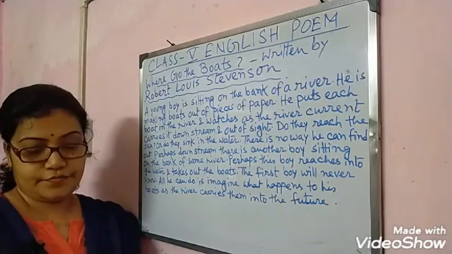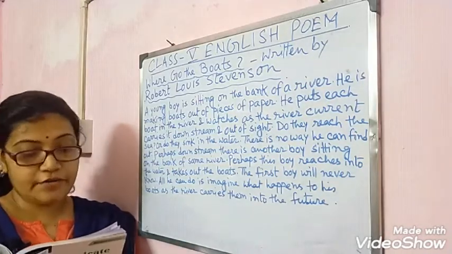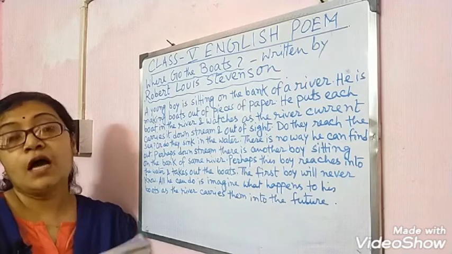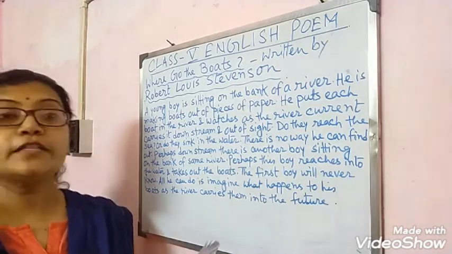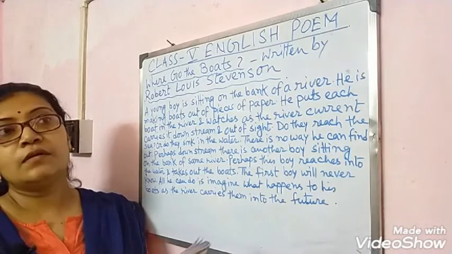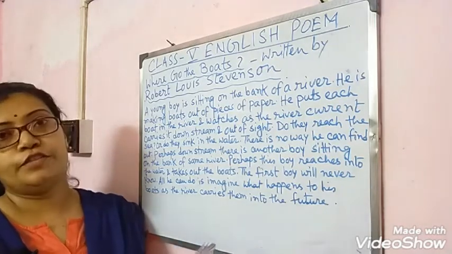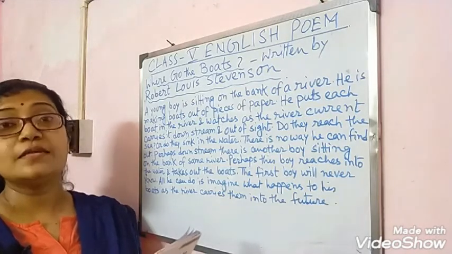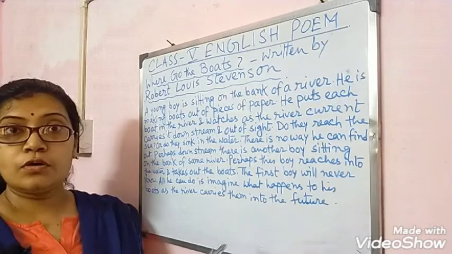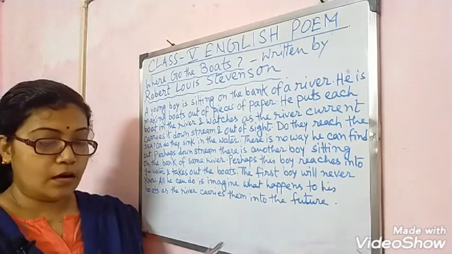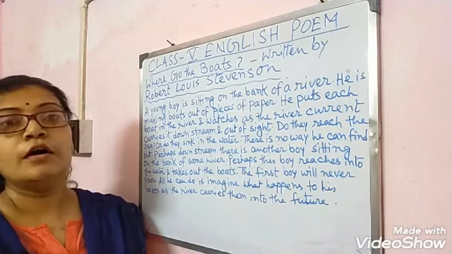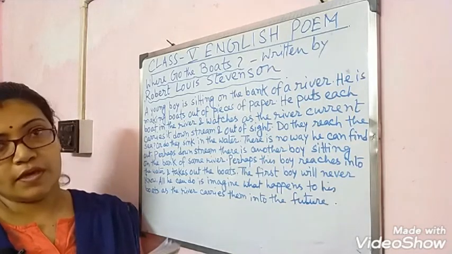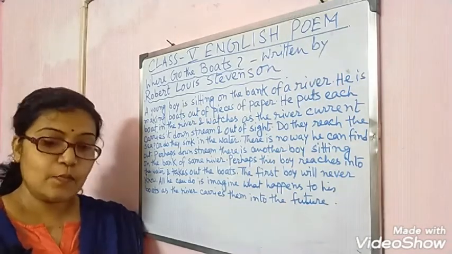Come to the last paragraph. Away down the river 100 miles or more, other little children shall bring my boats ashore. In this paragraph, the young boy thinks that maybe on the other part of the river, there may be another boy who is taking his paper boats, which he puts on the river, miles from him. Okay, children, this is the poem.